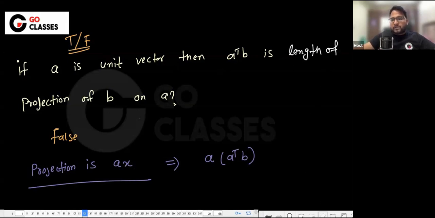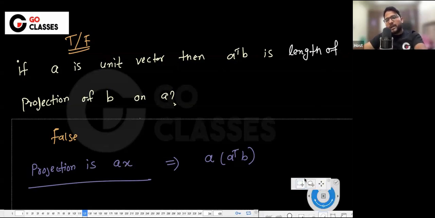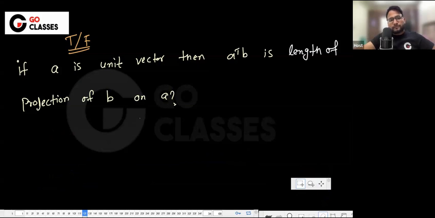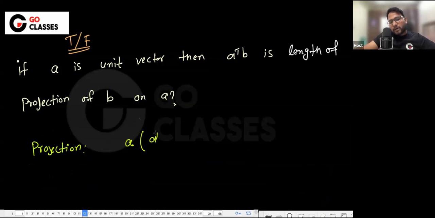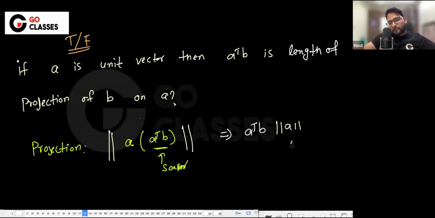In the second question, if I just say that A transpose B is the length of the projection, then in this case it is true, because the projection is actually A into this particular quantity A transpose B. Since this is a scalar, the length of this will be given by the mod of this. So you can take this A transpose B outside, and the mod of A is actually 1, because this is a unit vector.